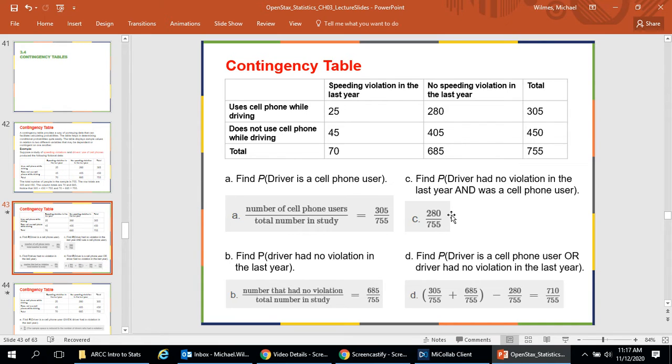Wow, that's a lot of cell phone users. This is some old data, maybe 4 or 5 years old. States didn't have such specific cell phone rules.